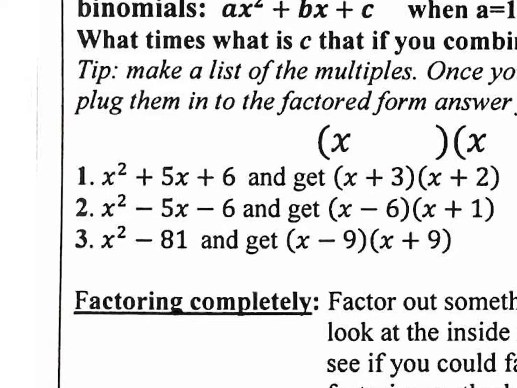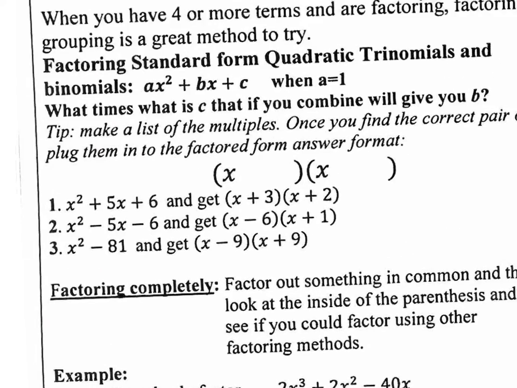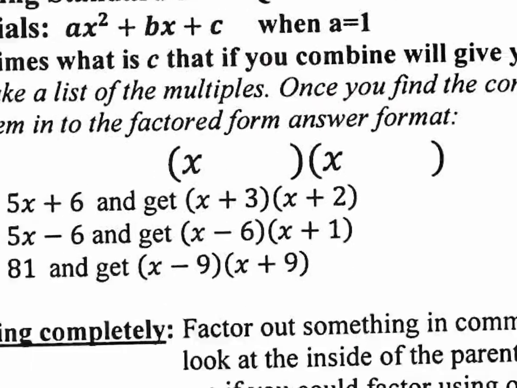If you need to make a list, go ahead and make a list. So I give a couple more examples here, but I think we're all good with that. Even this one right here could be done with that same method. What times what is your c value, negative 81, that if you combine together is your b value, but there is no b value. That would mean 0. So what times what is negative 81, that if you combine together is nothing? Well, that would be a positive 9 and a negative 9. So it's really easy to factor quadratic trinomials when the a value equals 1. It's really easy.